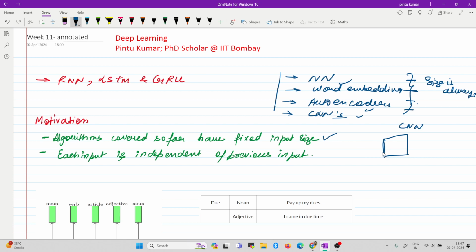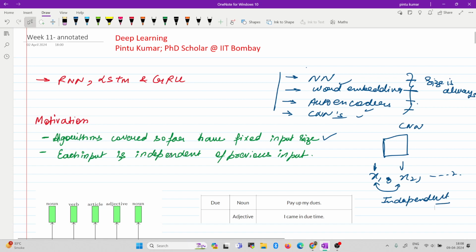The second drawback of these methods is that whatever input we give, let's say we have x1, x2, x3 as our data points, if we give x1 as an input and then the second input x2, these two inputs are independent of each other. So the data points that you have are independent of each other. But this need not necessarily be true. Let's look at an example.